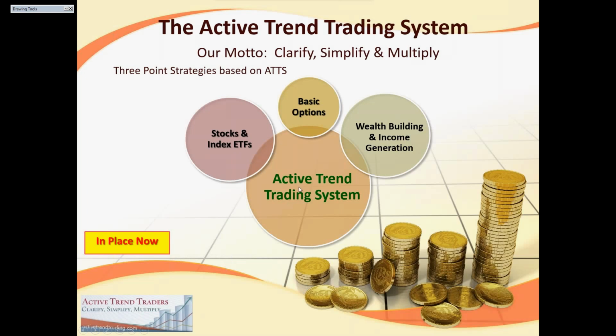The active trend trading system is a system that I'm trading, but it is then focused towards 3 different strategies, with 10% of our funds allocated to basic options, 10% to wealth building income, and the other 80%, which at this current time in the market, I want to have a lot of cash on hand. And that's where we basically are right now, with a lot of cash on hand and just these little nibbles in these other 2 areas.